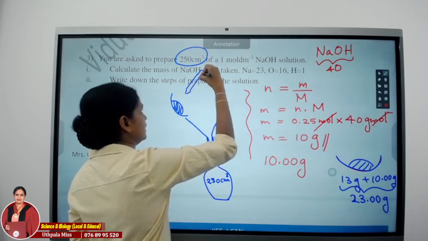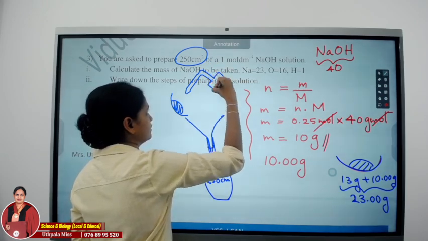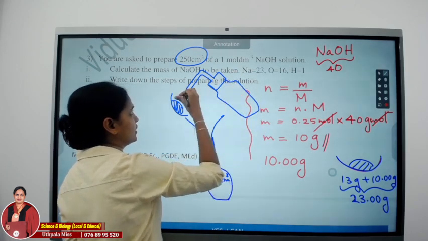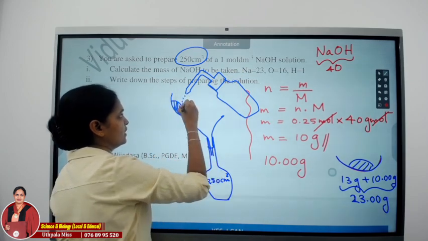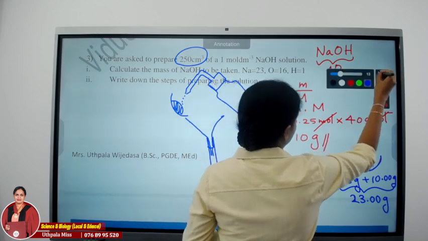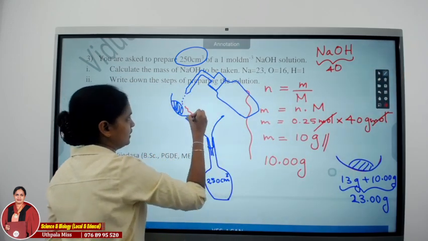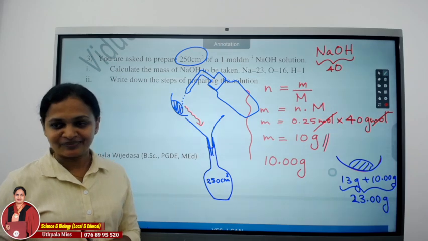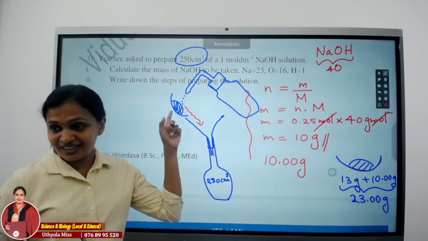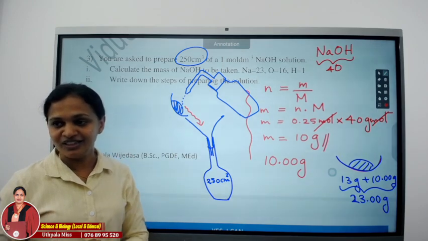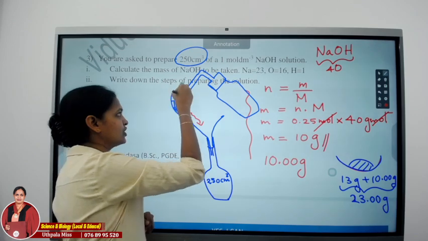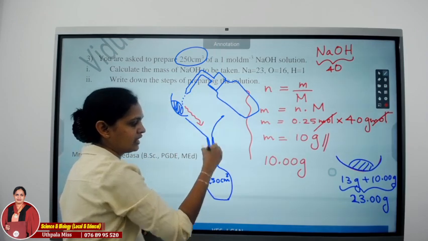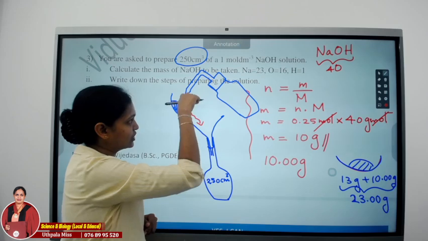You are given a wash bottle. It contains distilled water. So once you squeeze the bottle, distilled water comes out, and the sodium hydroxide is washed off. It falls into the volumetric flask. Right? After that, nothing should remain on the watch glass. Therefore, you have to wash the surface of the watch glass and the inner surface of the funnel into the volumetric flask.